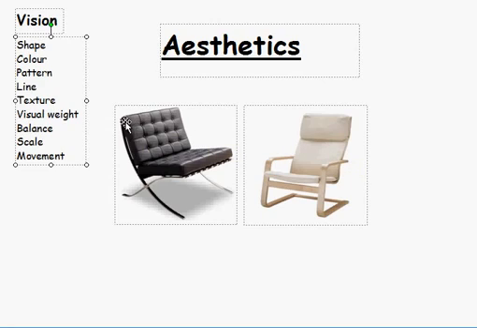The lines of the chair, this one's got very, very smooth lines. This one's got more rectangular lines. Texture, this one's very smooth leather. This one, of course, is a rough cotton linen. The visual weight, how much each of the chairs looks or appears to weigh. Balance of the chair in terms of its width, its height, its depth. Scale of the two chairs, whether or not it would fit into an environment. And the movement, that's more like the dynamics of the chair, whether or not the chair looks like it's moving.